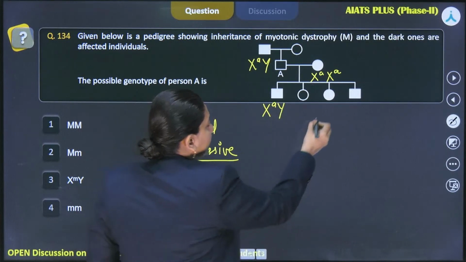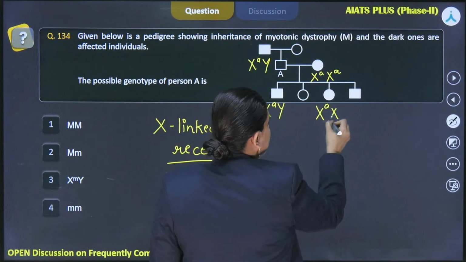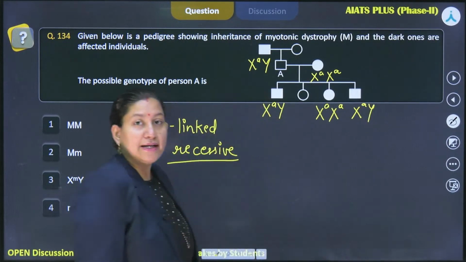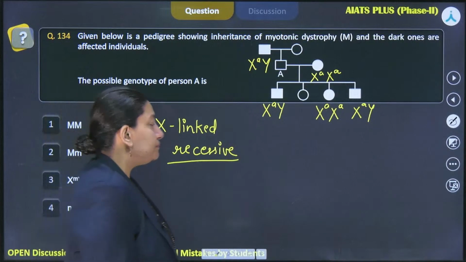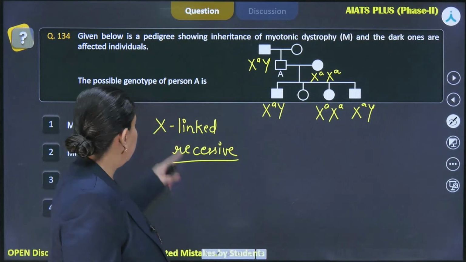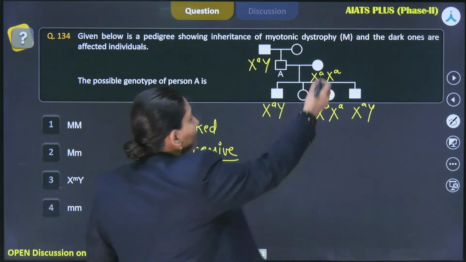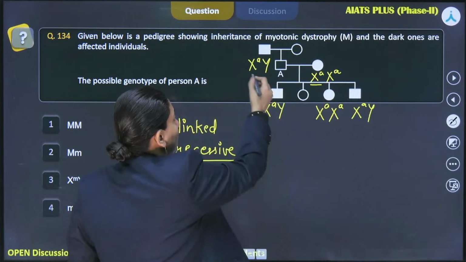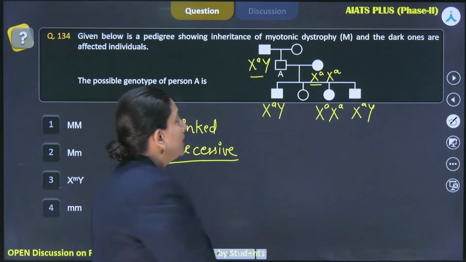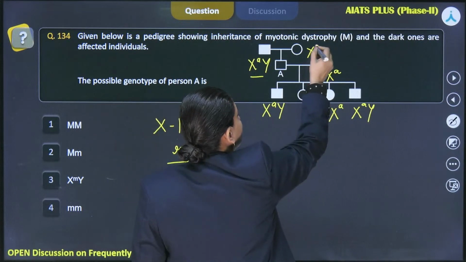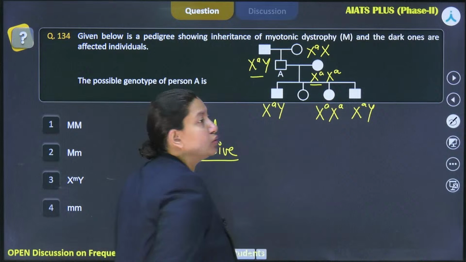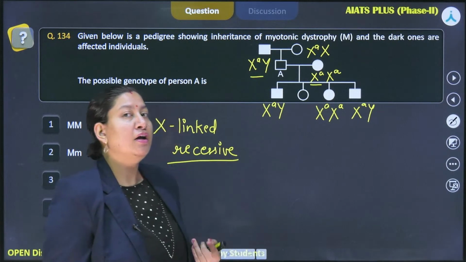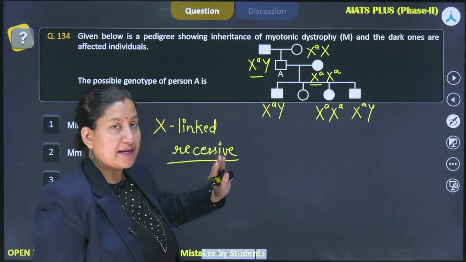So, this will be XAY, this will be XA, and it will be XAY, right? Now, for the disease to be X-linked recessive, this female must have received one X from the father, and of course the father is diseased, and one from the mother. But because the mother is normal, the other allele present on the X chromosome would have been dominant. So till now it is satisfying the pedigree.